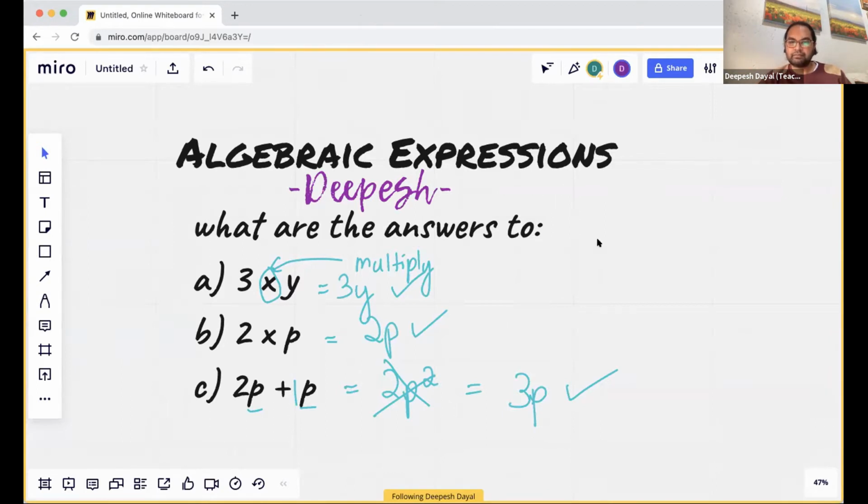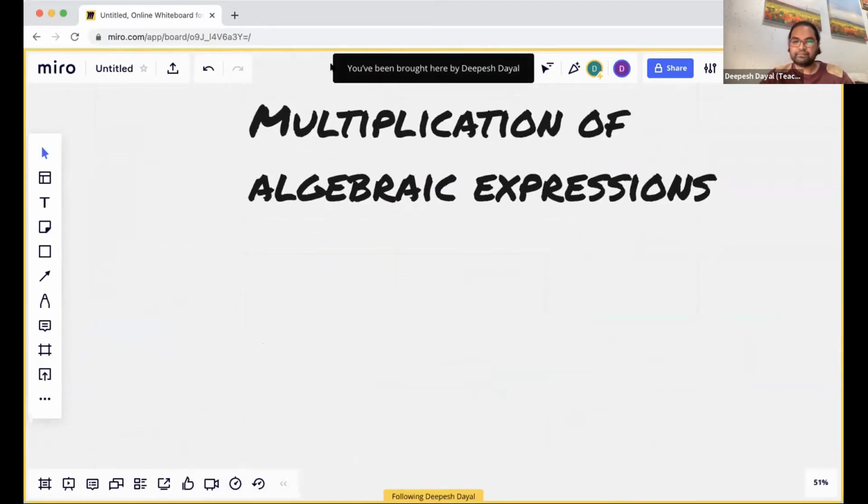Okay, great. So today the main focus of the lesson is multiplication in algebraic expressions. We focused on addition and subtraction the last time, so we're going to look at multiplication. Have you revised your addition and subtraction from the last time? Okay. So we're going to focus on the multiplication of algebraic expressions.